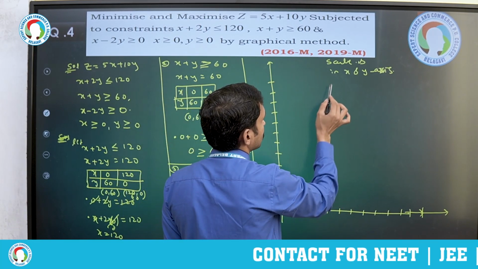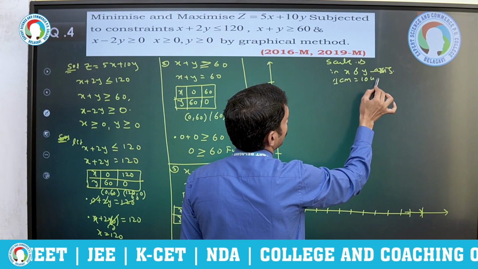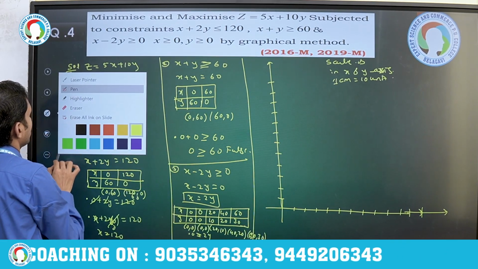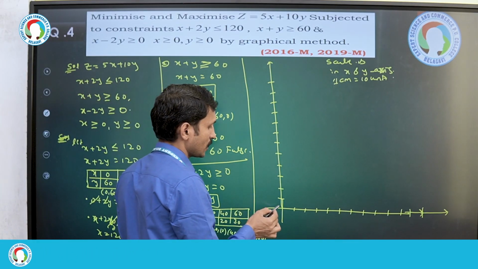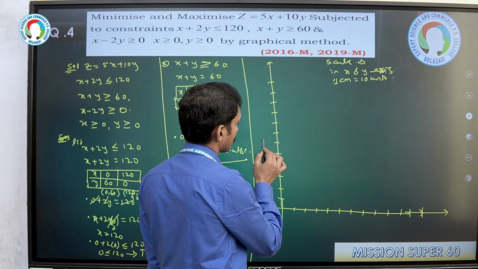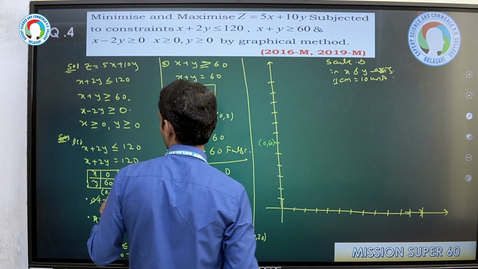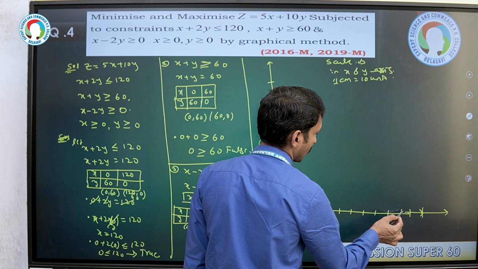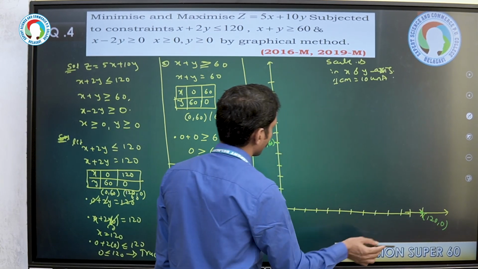X and y axis, 1 centimeter is equal to 10 units. So first point is 0, 60 and 120, 0. First 0, 60: 1, 2, 3, 4, 5, 6. And 120, 0: 1, 2, 3, 4, 5, 6, 7, 8, 9, 10, 11, 12. So 120, 0. You just see this.